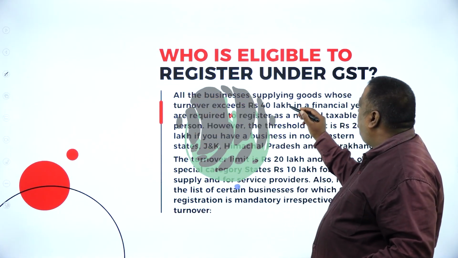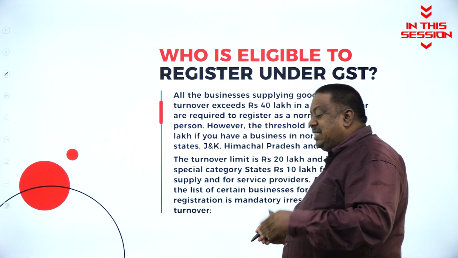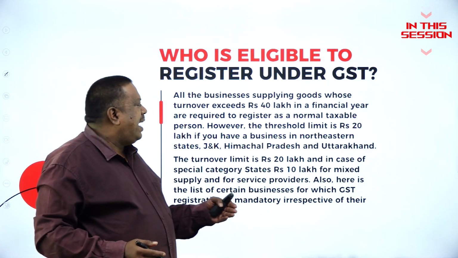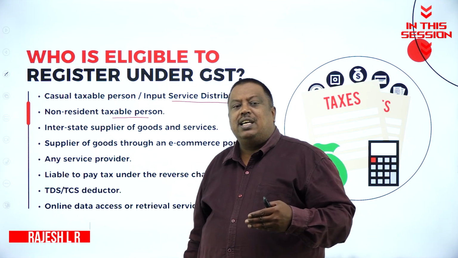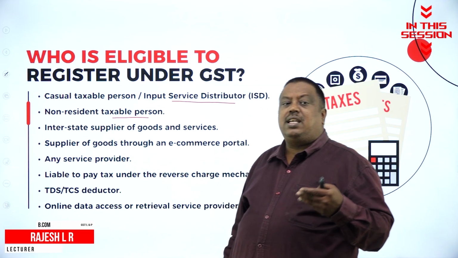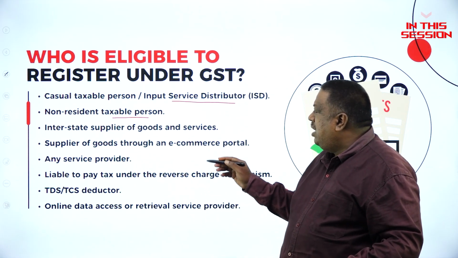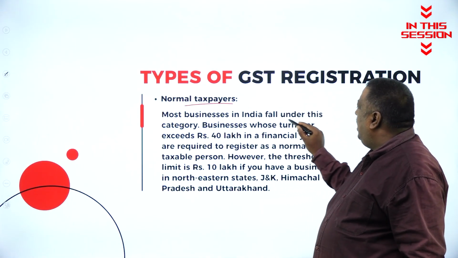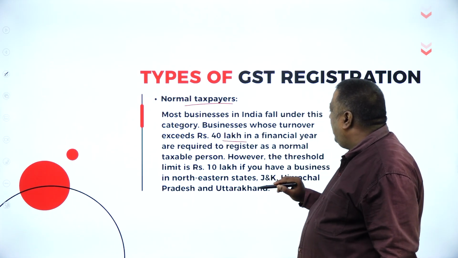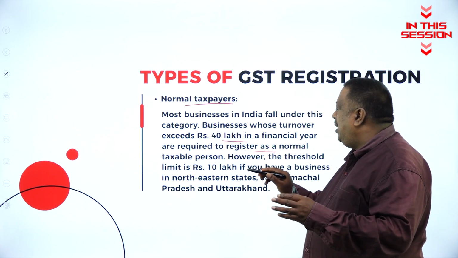All the businesses supplying goods whose turnover exceeds 40 lakhs will come under the GST brackets. Any person who is not a resident here, and if he is doing any business activities, comes under non-resident taxable person and is eligible to pay GST. Most businesses in India fall under this category. Businesses whose turnover exceeds 40 lakh in a financial year are required to register as a normal taxable person.